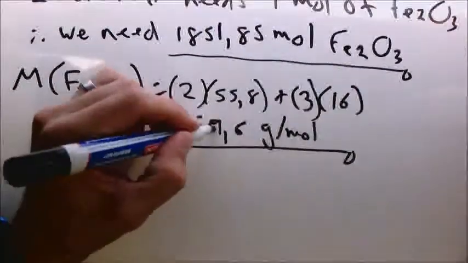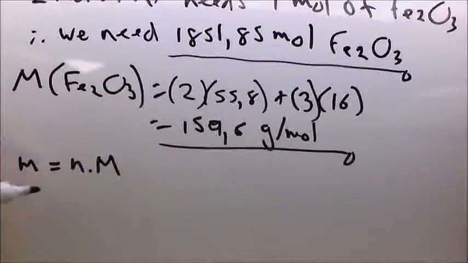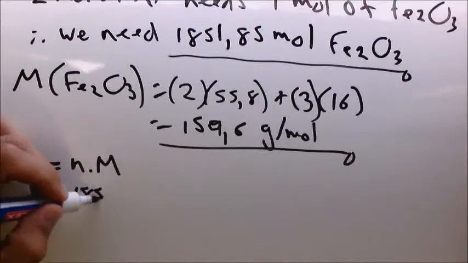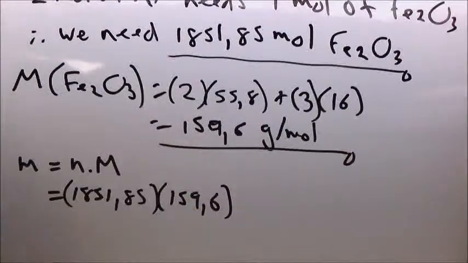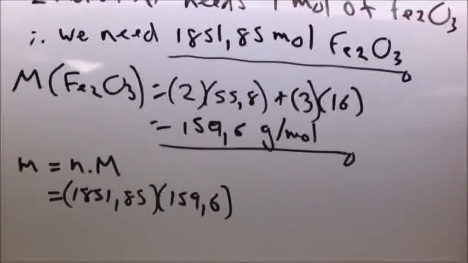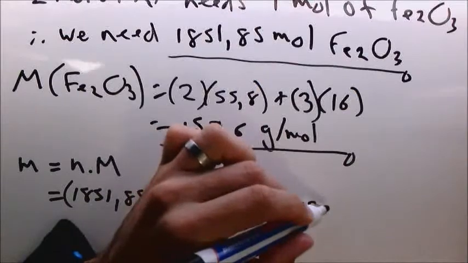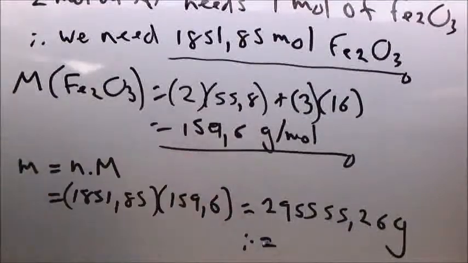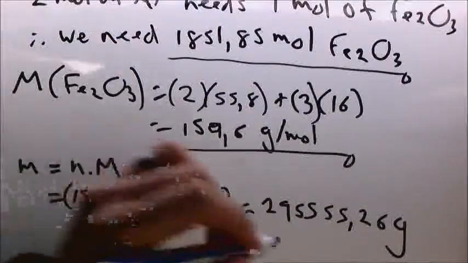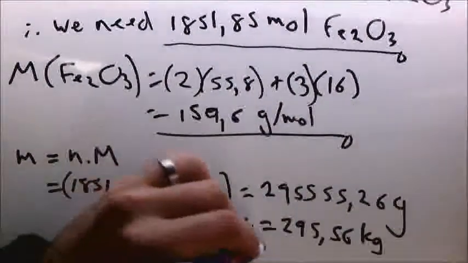Okay, remember this is our way of getting back to mass. Now we can calculate the mass of iron oxide, right? Which is moles times molecular mass. So we've got 1,851.85 times 159.6. So if we do the calculation, we get a huge number, right? 295,555.26 grams. Therefore, we can write it down in kilograms as well. It's 295.56 kilograms. And that is the amount that we needed.